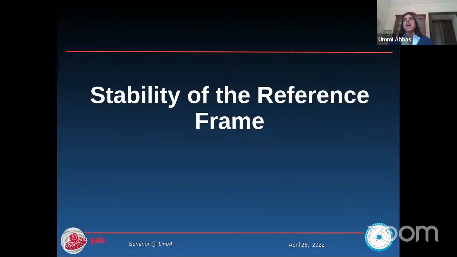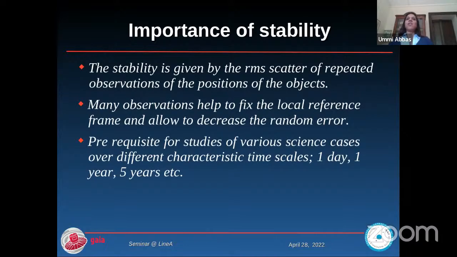So it's ideal if you have a field that has several reference stars, let's say several tens of reference stars, and you have several observations, so several frames on different transits, and this allows you to build a reference frame. And the importance of stability is essentially that you have to have many observations. Just to give a quick definition of the stability, it's essentially the RMS scatter on the positions of the object. So if you have several stars, you look at the RMS scatter of all the positions, and then you look at what the stability is as a function of that.